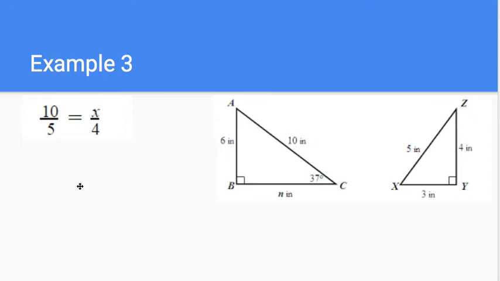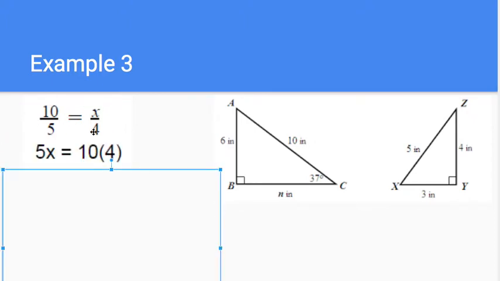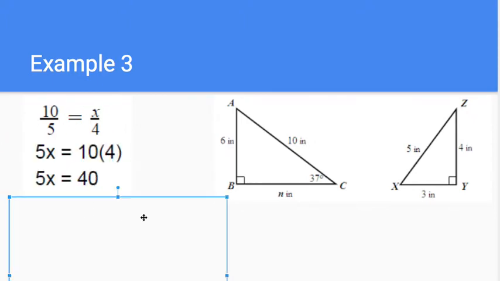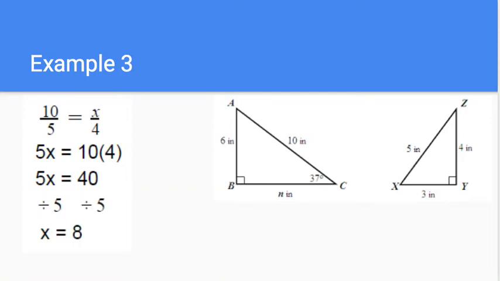So I cross multiply and solve. So 5 times x is equal to 10 times 4. 10 times 4 is 40, so 5x equals 40. Divide both sides by 5, x equals 8. This is a total review of stuff that you did in 7th grade.